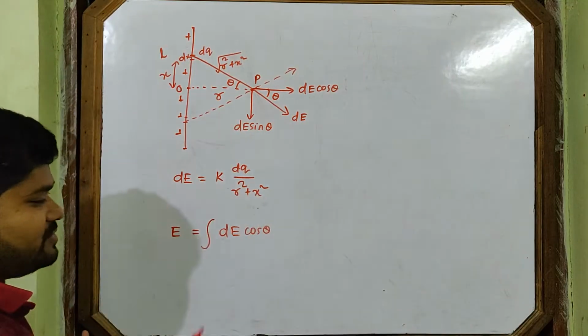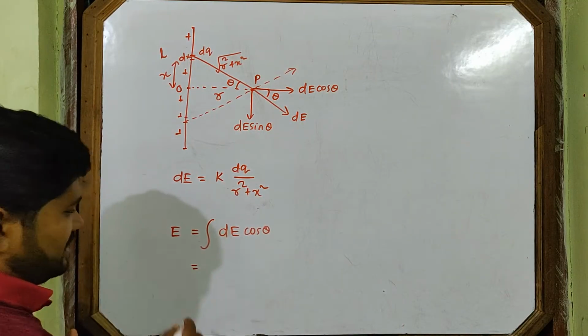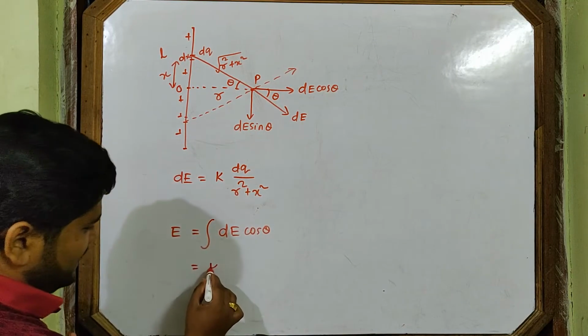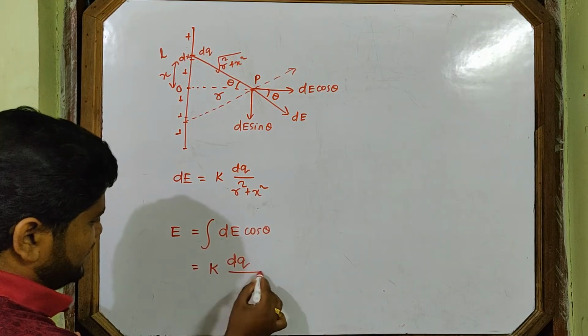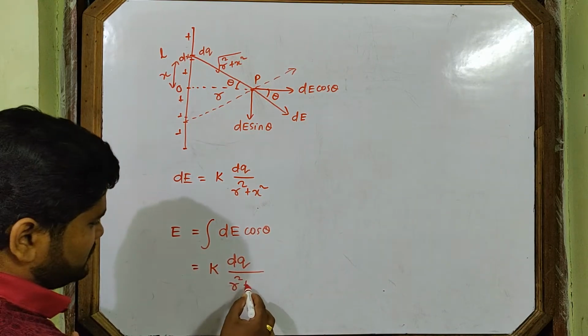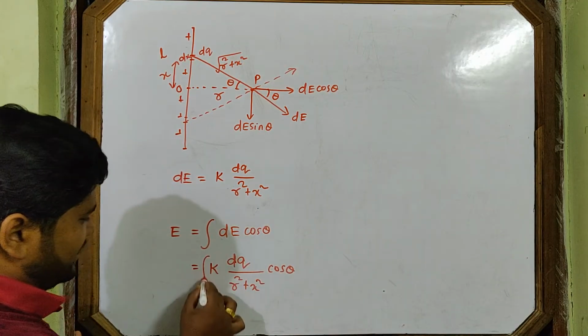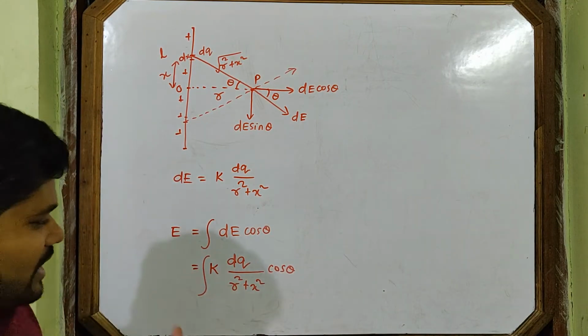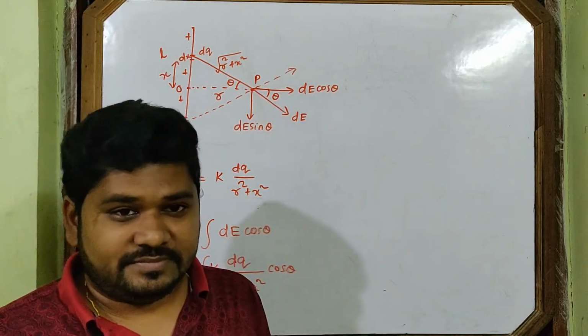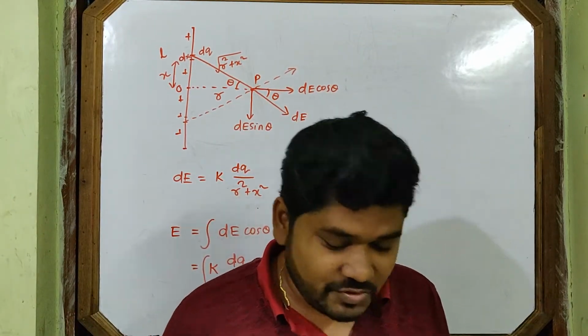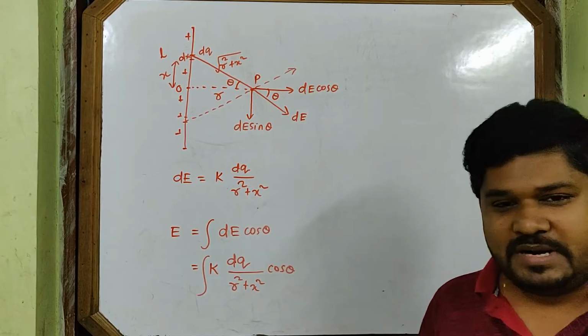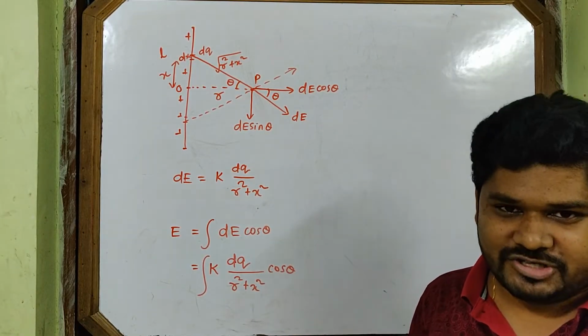It has no contribution to the net electric field. But what about the other component? The dE expression is k dq by (r square plus x square), then cos theta, and now we have to integrate this. Now the physics part is over. So now we will do the mathematics part, because it is totally integration.